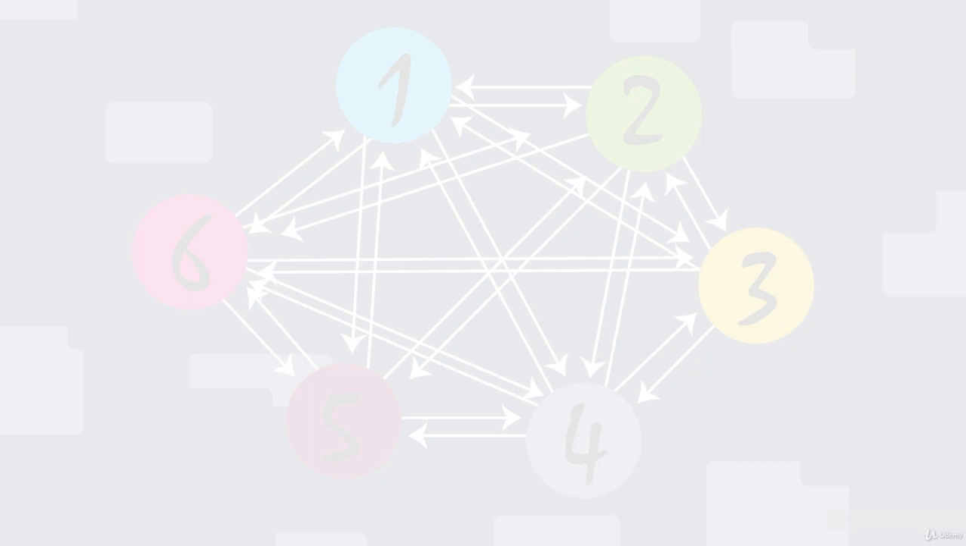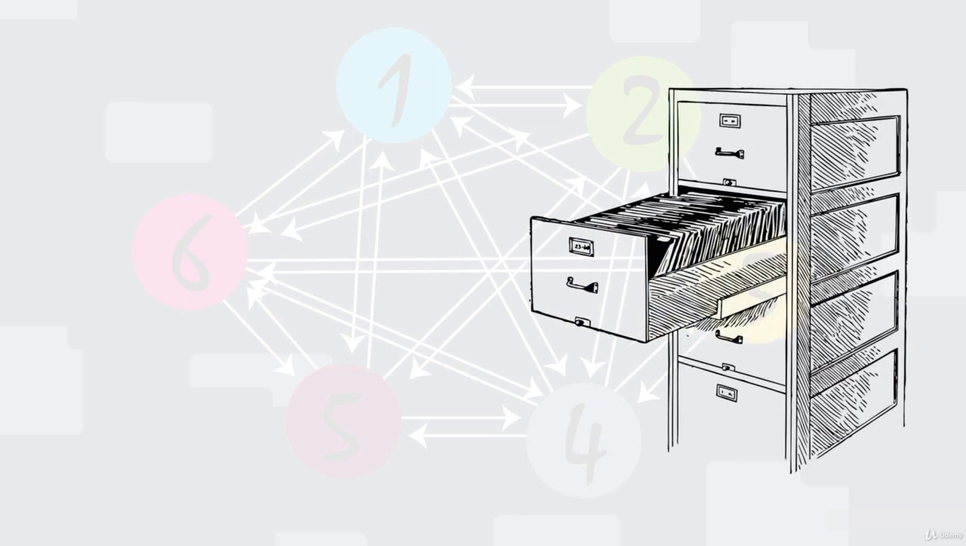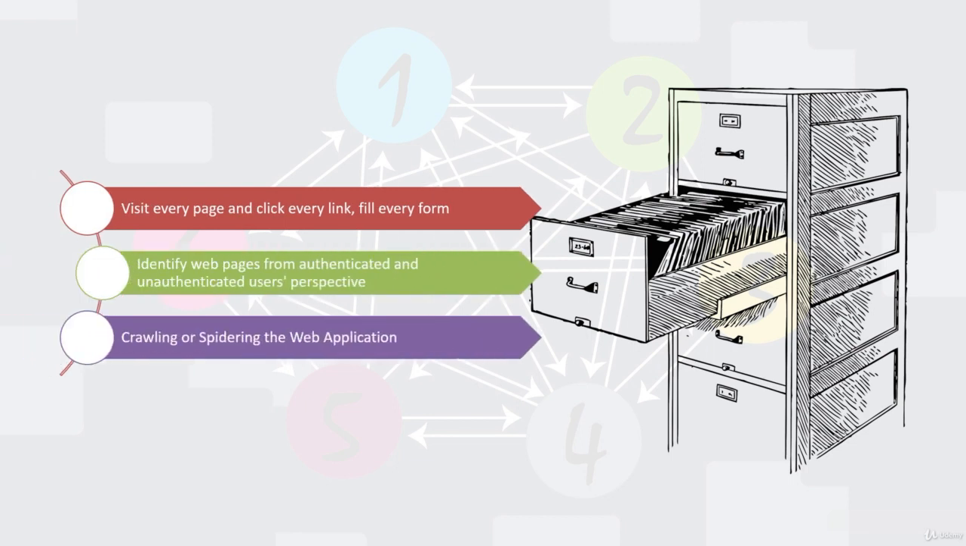The best way to extract the structure of the application is to visit every page and click every link and fill every form. Then, observe all the URLs. So you can manually walk through the application and identify web pages from authenticated and unauthenticated users' perspective. This whole process is called crawling or spidering the application. Now you might think, and you would be right, that it's not really possible to do everything manually. This really is a time-consuming process.